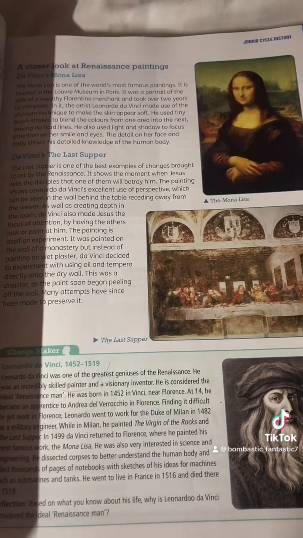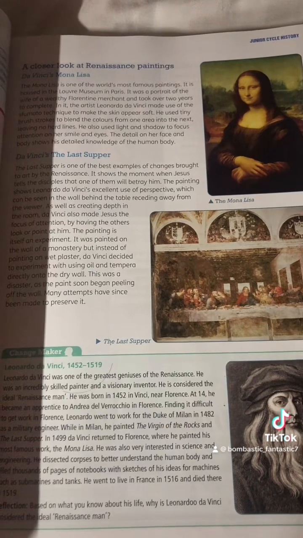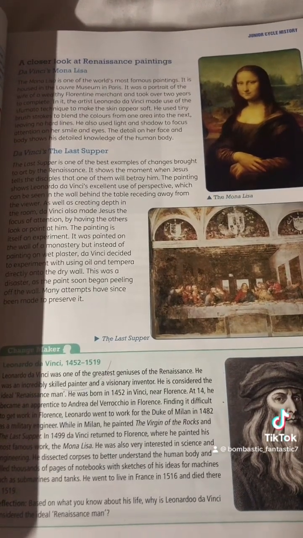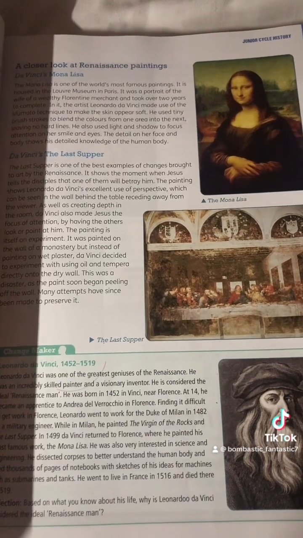It was a portrait of the wife of a wealthy Florentine merchant and took over 2 years to complete. In it, the artist Leonardo da Vinci made use of the sfumato technique to make the skin appear soft. He used tiny brush strokes to blend the colors from one area into the next, leaving no hard lines.